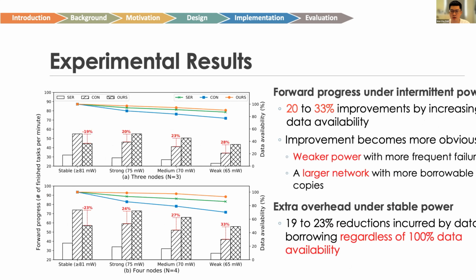The experiment result shows the forward progress under intermittent power has about 20 to 33% improvements by increasing data availability. Especially, the improvements are more obvious under weaker power or with more frequent failures, and in a larger network with more copies to borrow from. However, extra overhead is also introduced under stable power, where the forward progress is reduced by 19 to 23% due to the data borrowing regardless of 100% data availability.